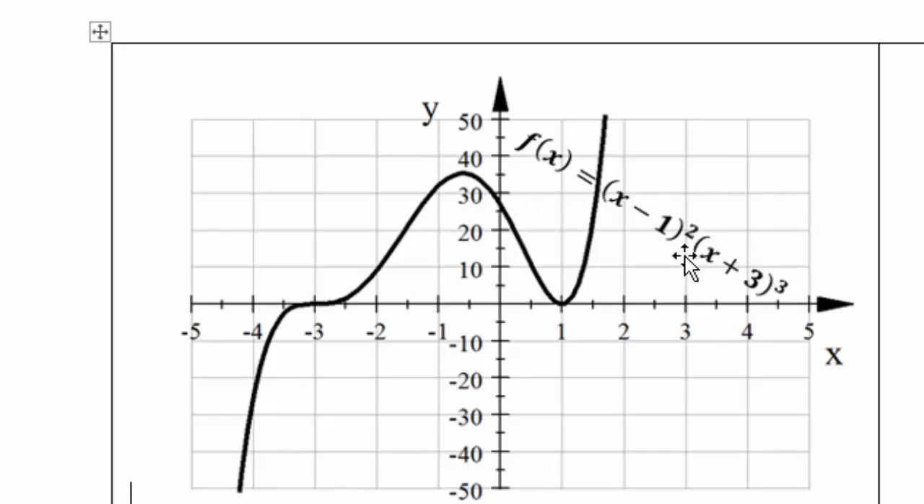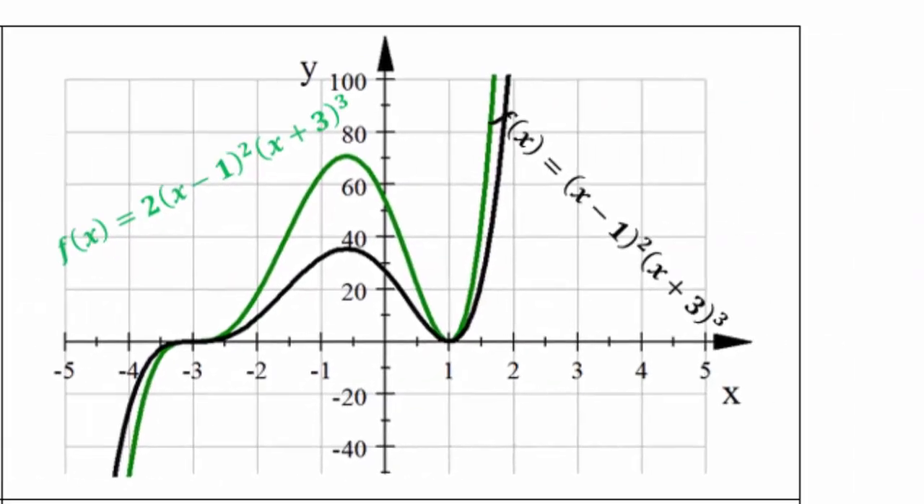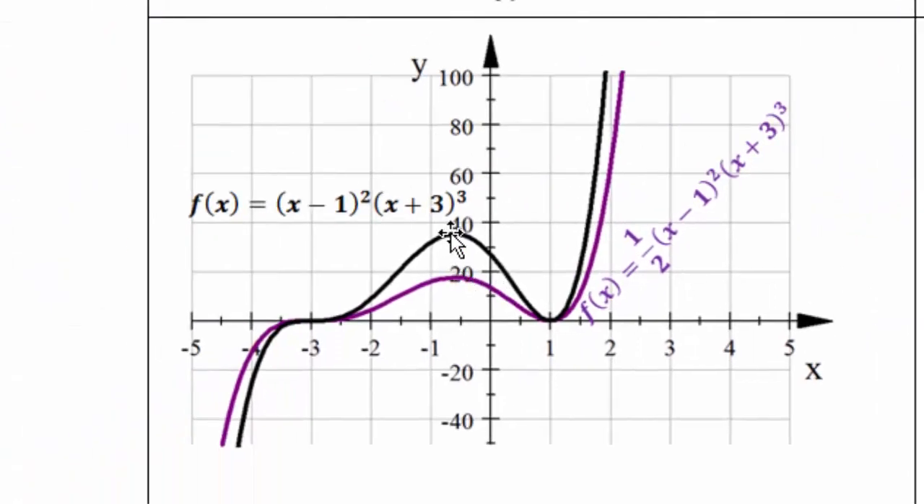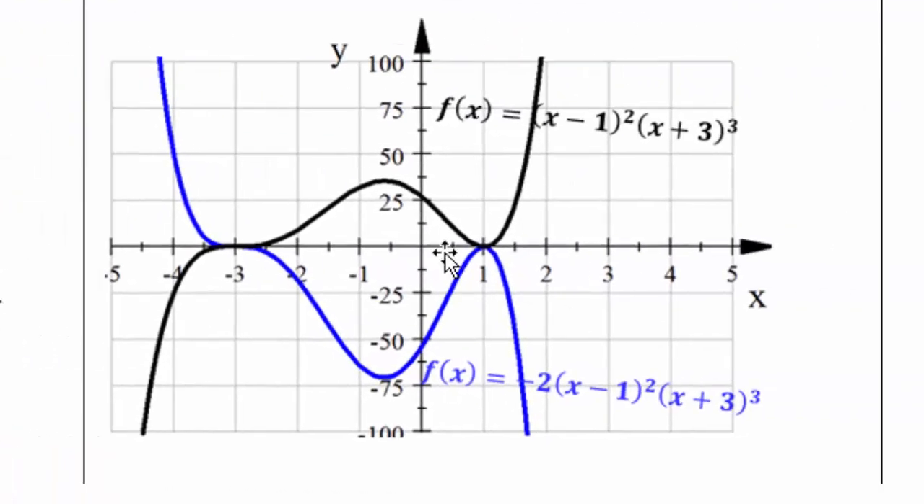So now what happens if instead of 1 as leading coefficient, I put a 2 in front? Well, then it's this second graph that you see, which is basically taking the original graph and stretching it by a factor of 2. What if you take the original graph and multiply it by a half? Then it will vertically compress it. If you put a negative 2 in front, it will reflect and stretch by a factor of 2. These are the things that we saw in graphing polynomial functions.